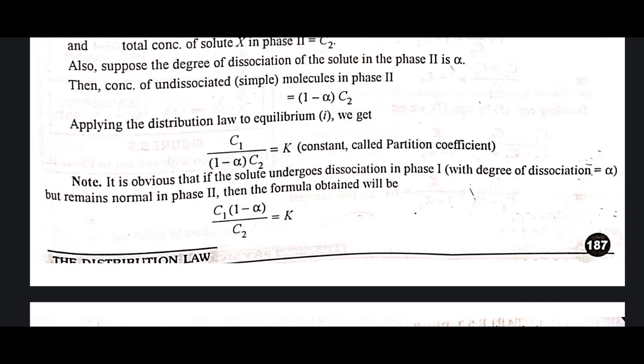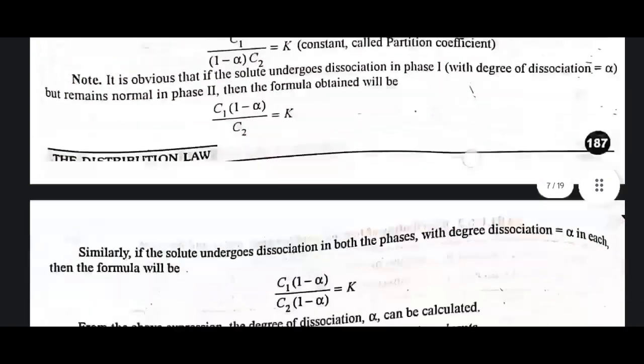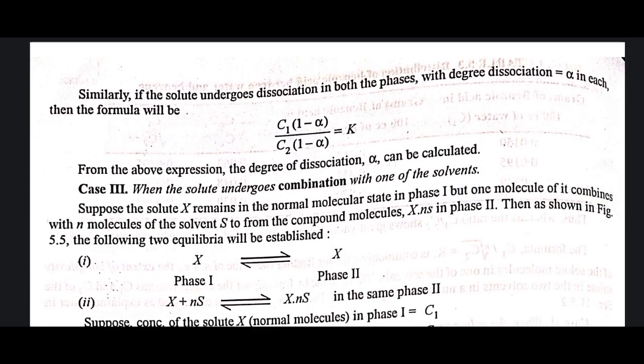Note, it is obvious that if the solute undergoes dissociation in phase 1 with degree of dissociation equal to alpha but remains normal in phase 2, then the formula obtained will be C1 (1 minus alpha) upon C2 is equal to K. Similarly, if the solute undergoes dissociation in both the phases with degree of dissociation equal to alpha in each, then the formula will be C1 (1 minus alpha) upon C2 (1 minus alpha) is equal to K. From the above expression, the degree of dissociation alpha can be calculated.